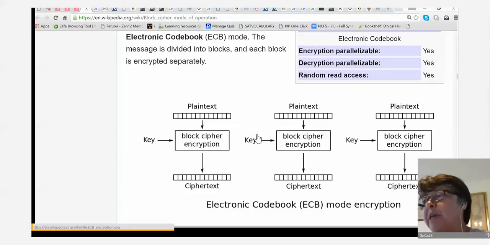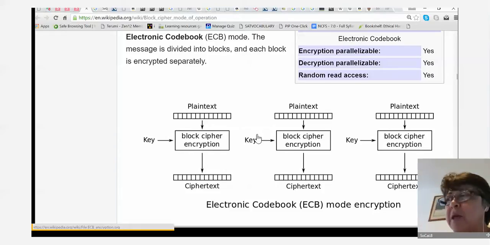You have the plain text. You have 3 plain text blocks side by side, put them all together, and that is the plain text you're trying to encrypt. You break it into even-sized blocks. Most likely the last block on the right-hand side isn't an exact size, so there'll be some padding to it. Then you have the block cipher encryption right in the middle, and you put the key in as a variable into the algorithm, and ciphertext pops out, and you repeat the whole thing. This is the electronic code book.